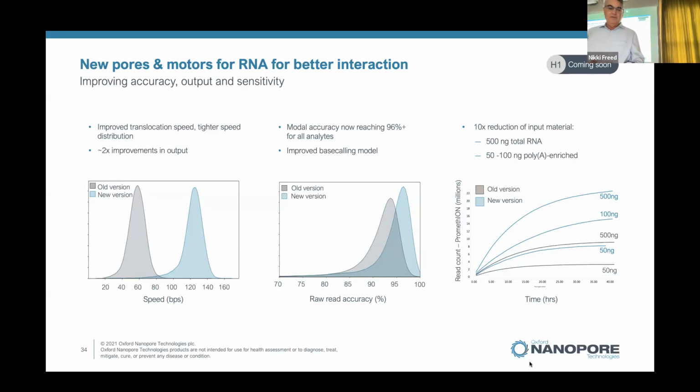Accuracy's bumped up significantly from around 92% previously to around 96%. And the output, because we've increased the speed of the motor protein, it's actually got a new motor protein, has been increased twofold. So you get substantially more data out from a single run.